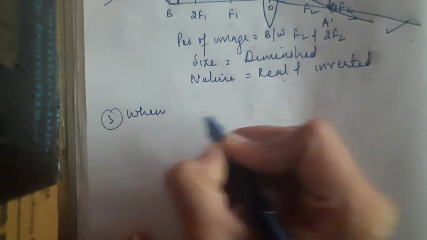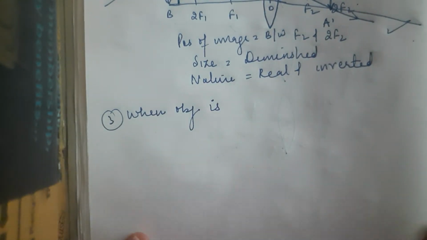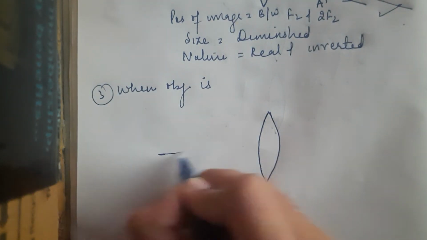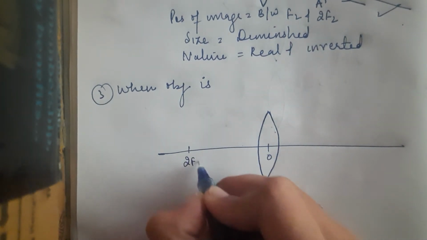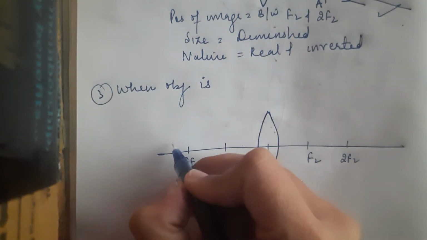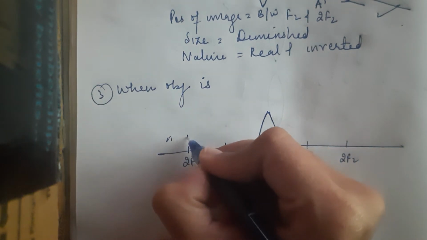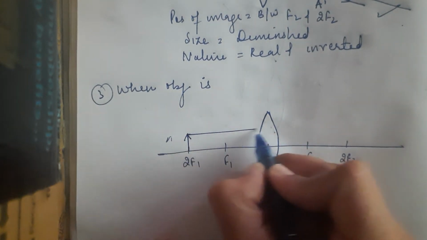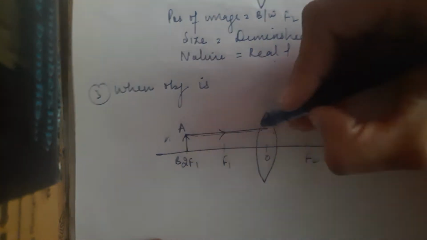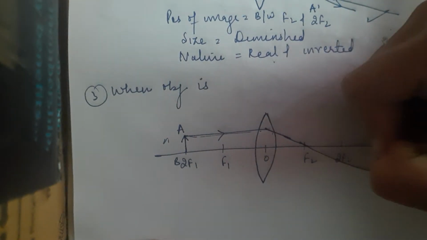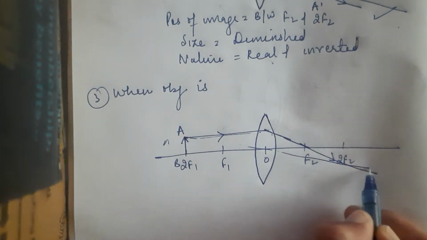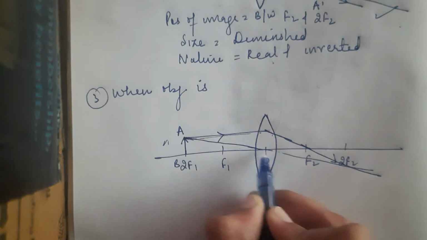So for case number 3, where will be the object? When the object is, okay, so let's just mark the points first. In that way, it is more easy to identify. Okay, so previously I placed the object beyond 2F1. At this point, I will be placing the object at 2F1. Label the object. From rule number 1, the light going parallel to principal axis passes through focus. And from rule number 3, the light passing through the optical center goes straight, right?